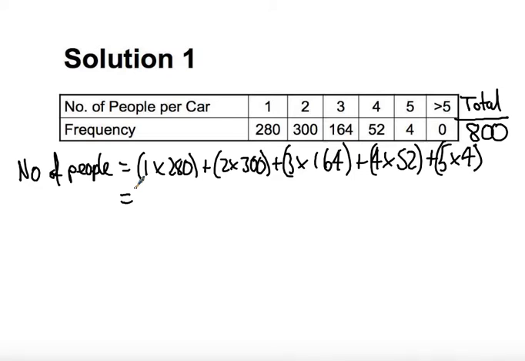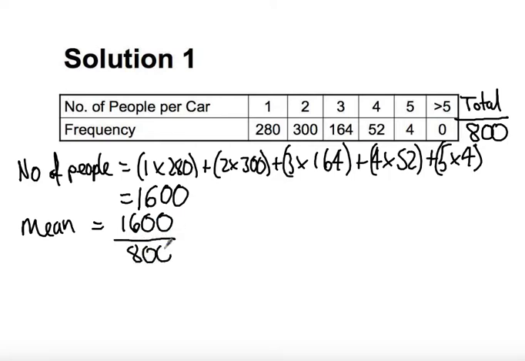So if I use my calculator to total up all of these people, we should get a total number of people so that I can calculate the average. Okay, so this comes out conveniently to a total number of people of 1600. So the mean people per car is equal to the total number of people, which is 1600, divided by the total number of cars, which is 800, and so I get an average of 2 people per car.